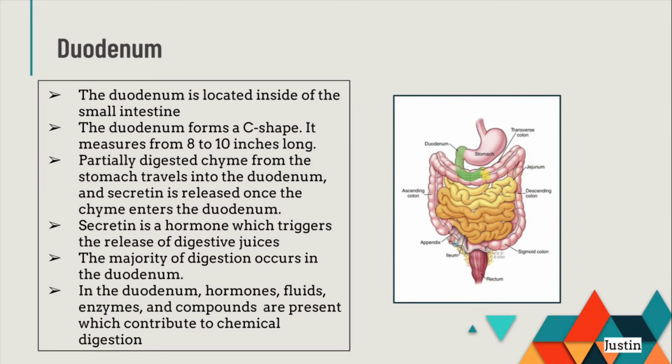The duodenum is located inside of the small intestine, which forms a C shape. It measures from 8 to 10 inches long. Partially digested chyme from the stomach travels into the duodenum, and secretin is released once the chyme enters the duodenum. Secretin is a hormone which triggers the release of digestive juices inside of the stomach, and the majority of digestion occurs in the duodenum. The duodenum has hormones, fluids, enzymes, and compounds that are present which contribute to chemical digestion.